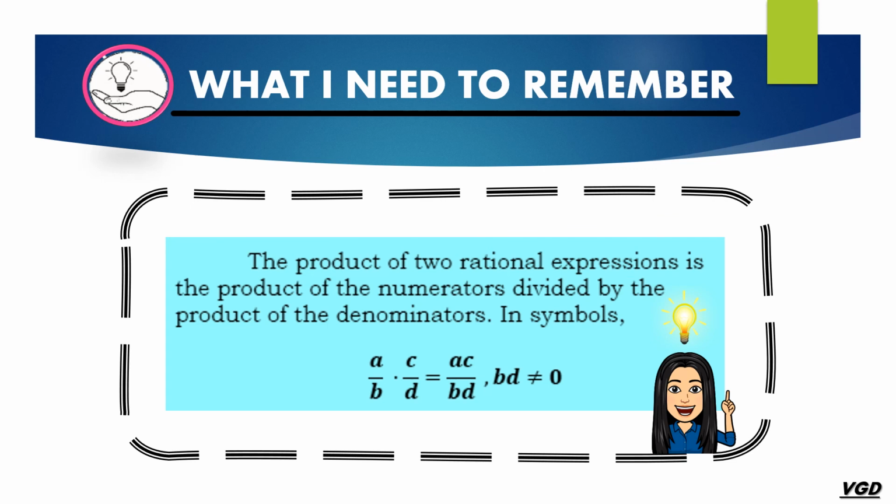And here are the key points for this lesson and what you need to remember. The product of two rational expressions is the product of the numerators divided by the product of the denominators. In symbols, we have a over b times c over d is equal to ac over bd, in which bd is not equal to 0.